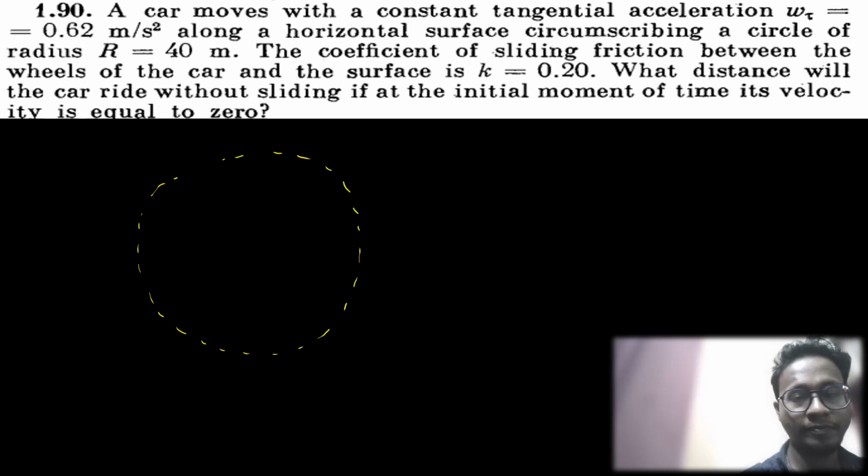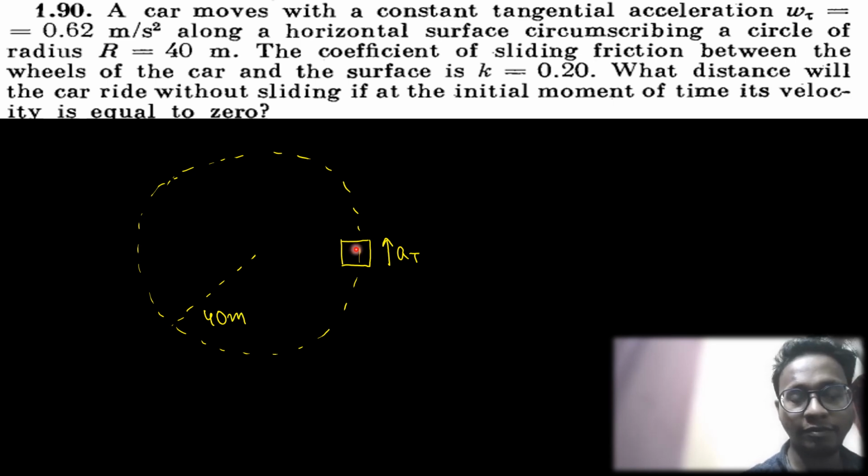Another lecture, another question. So in this question, what is being said is that there is a circular orbit. Okay, in this circular orbit, a car is moving. The initial velocity of the car is equal to 0, but the tangential acceleration has some value. Okay, the radius of this circular orbit is 40 meters.